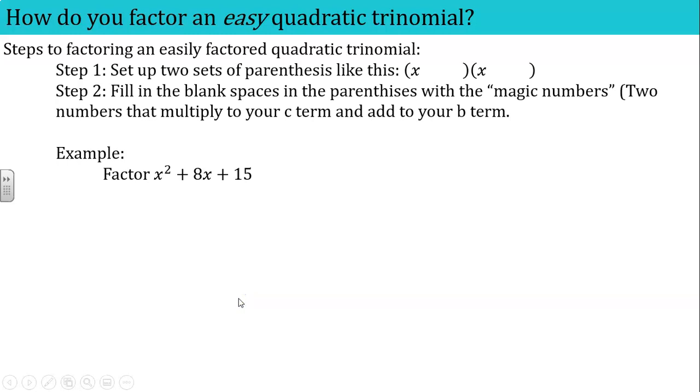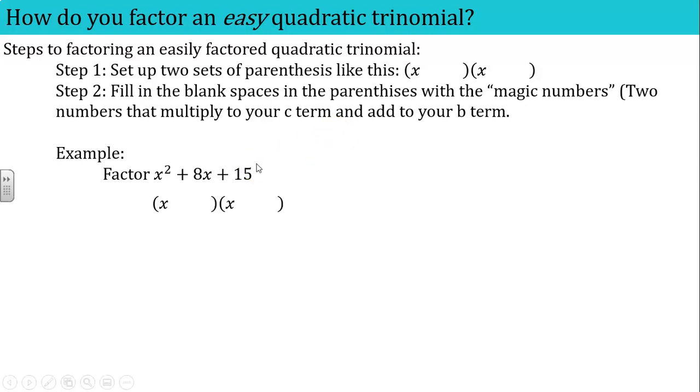Here they are, and I'll go through this all with an example. Step 1, set up 2 sets of parentheses like this. So x with a big blank space, and then x with a big blank space. Step 2, fill in the blank spaces in the parentheses with the magic numbers. And the magic numbers are 2 numbers that multiply to your C term and add to your B term. This might be totally confusing just to read these steps. That is totally okay. I'm going to go through this example step by step, and I think it'll be more clear once you see me working through an example.